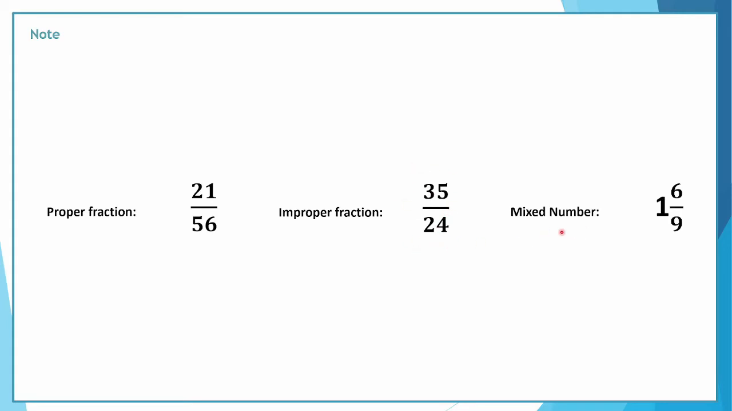And our final type is a mixed number. So this is when we've got a whole number, so we've got 1 here, and we've got a proper fraction afterwards. So 1 and 6 over 9. So this means 1 whole and 6 over 9 as well. So in our next few examples, we're going to learn how we can move from improper fraction to mixed number, and from mixed number through to improper fraction.